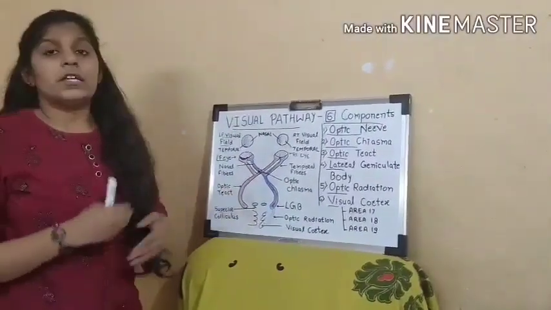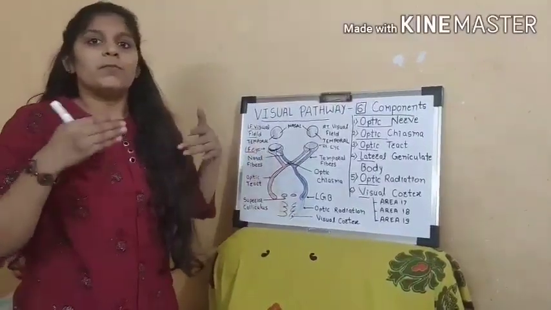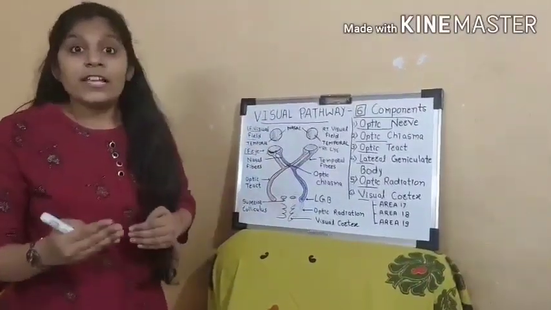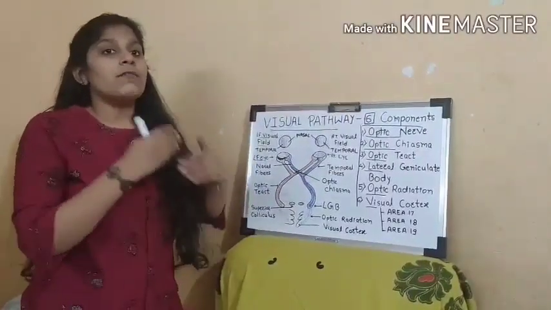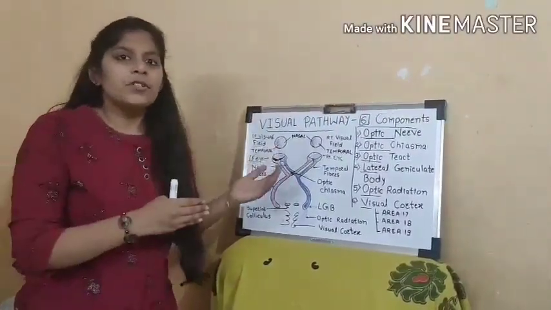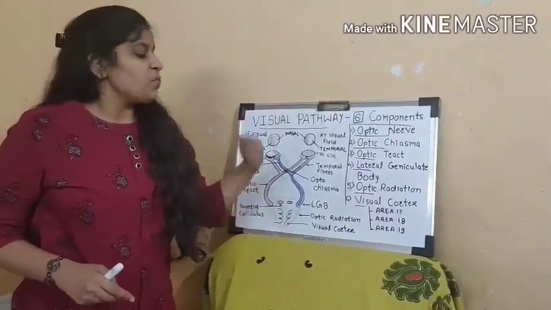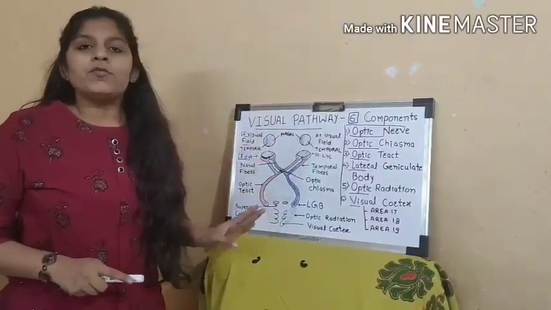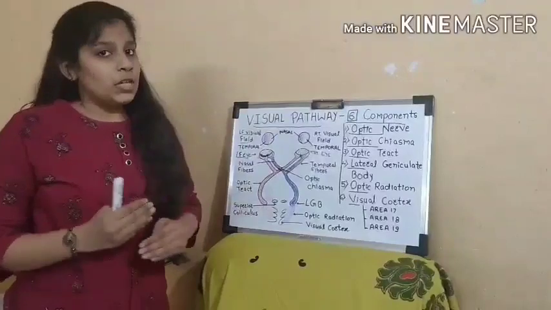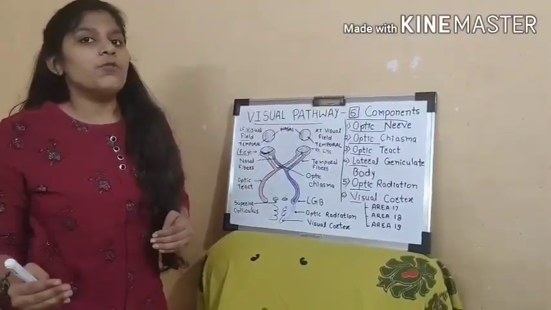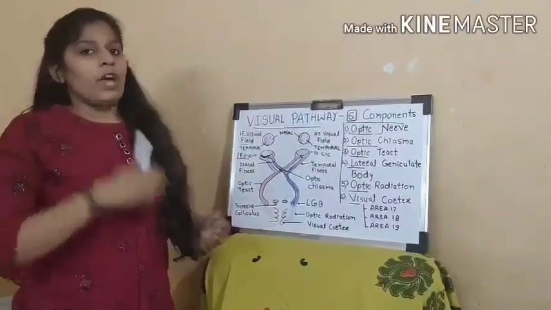In the visual cortex, the impulses are perceived, and proper identification and recognition of what the object is is done. For that, the visual cortex must carry various areas or various functions to perform. So, in the visual area, there are three areas. Area 17, the primary visual area, for the perception of visual impulses. Area 18, the association visual area, for the interpretation of visual impulses. And area 19 for the movement of the eyes.